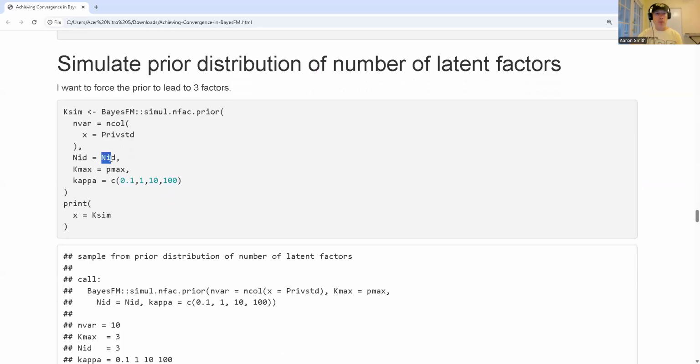So at this point, I've decided that I want at least three variables connected to a factor. I want to have exactly three as my output of number of factors. And so now I want to set up the kappa parameter, the concentration parameter for the factors prior, so that it leads to the result that I want. And so once again, I'm going to do a grid search, and I don't know what to try, so I'm going to do 0.1, 1, 10, and 100.